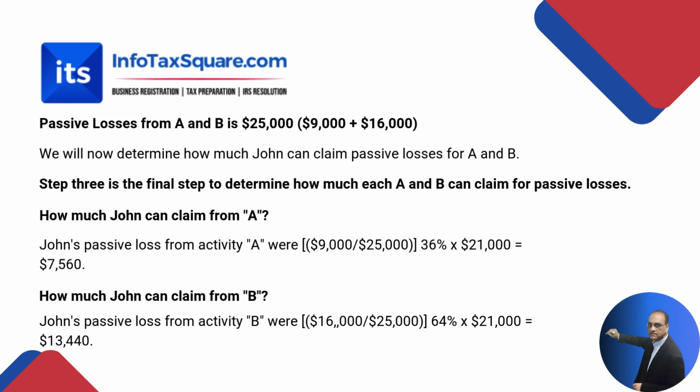So in this chapter, I have covered what a disallowed passive loss is, what the definition of a ratable basis is, and what the process is for allocating disallowed passive loss among multiple activities, which I have explained with the help of a case study.